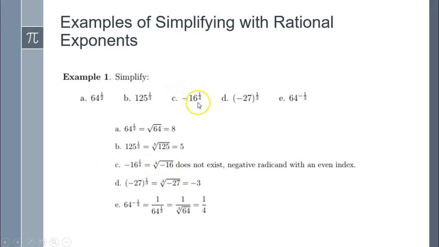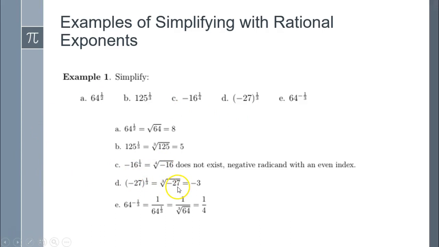If the negative 16 here is in parentheses, there's no real number solution. But it isn't. 16 to the 1/4 is 2, then you put the negative. This should be a negative 2 for part C. And then there's negative 27 to the 1/3, and you say, uh-oh, the negative is grouped. It's okay because 3 is an odd number. I can get a negative answer for an odd root.